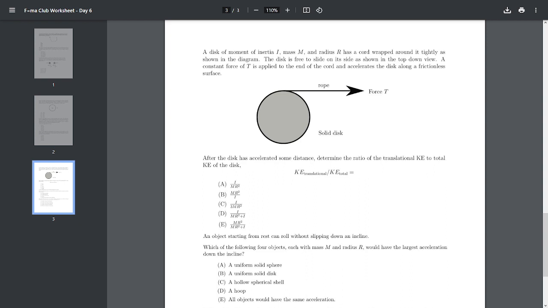A disk of moment of inertia I, mass m, and radius r has a cord wrapped around tightly, shown in the diagram. Constant force of T is applied and accelerates the disk along a frictionless surface. Determine the ratio of translational kinetic energy to total kinetic energy of the disk. And from here, you can kind of do a little guess and check, right?